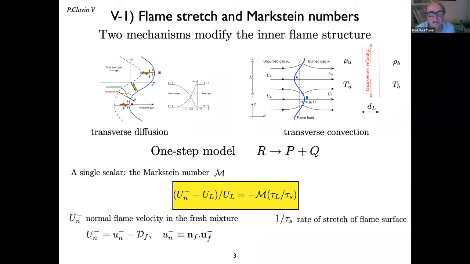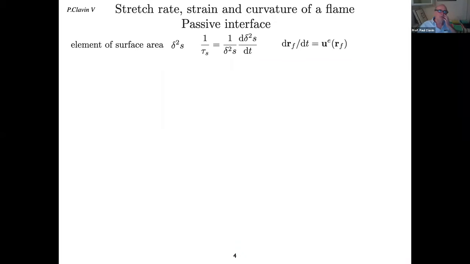So let me introduce now what is called the stretch rate, or the stretch rate of strain and curvature of the flame. Consider a passive interface, and consider an element of surface of this interface, and we define the stretch rate. A local stretch rate is simply the derivative with respect to time of an elementary surface, divided by this elementary surface. It's a local quantity; it varies from one point to another on the surface.